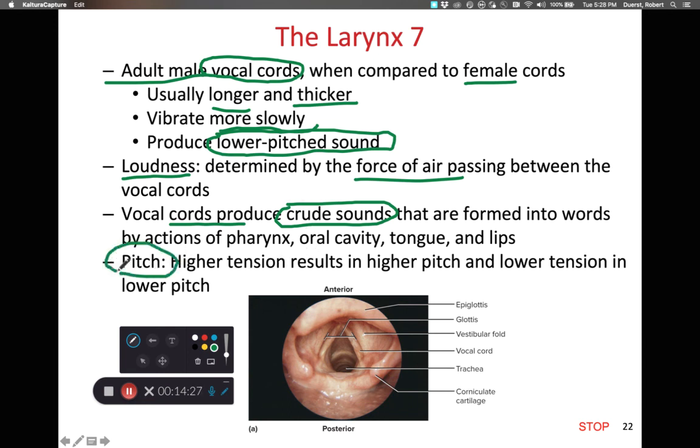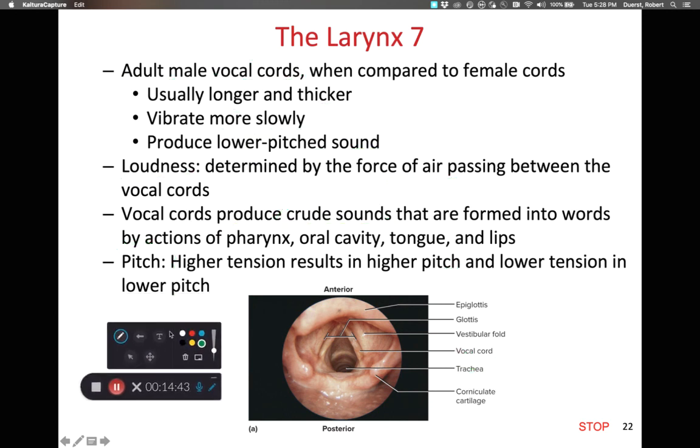To change the pitch of our voice, we are going to change the tension on the vocal cords. By tightening the vocal cords, we have higher pitch noises, and lowering the tension on the vocal cords gives us a lower pitch noise. That's all we have for this recording on the pharynx and larynx.